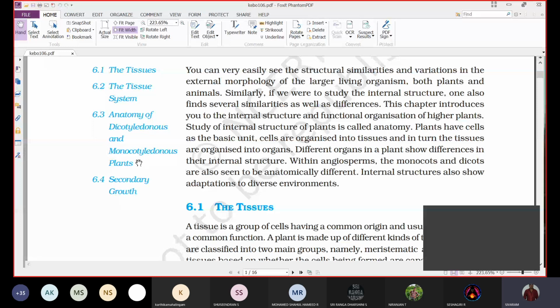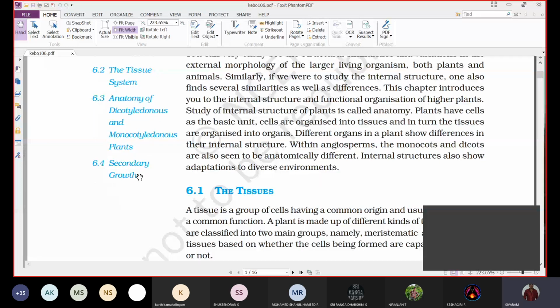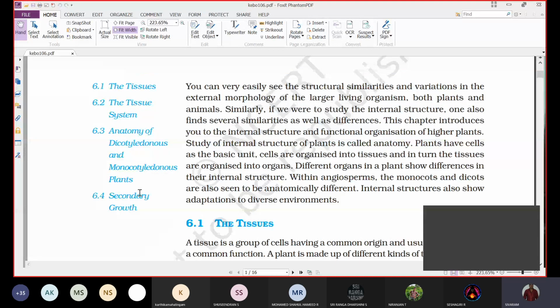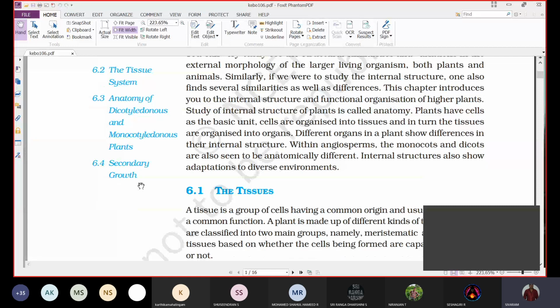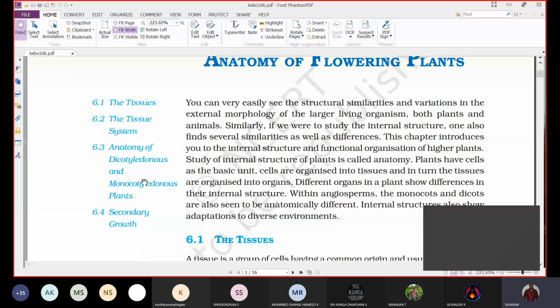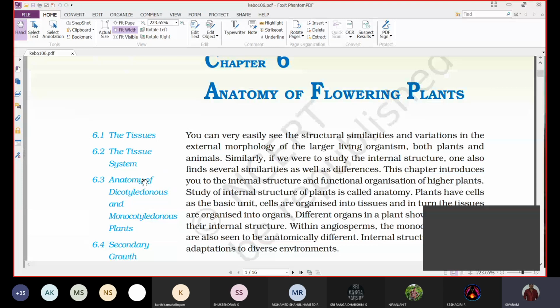And next, finally, the secondary growth. Up to here we'll discuss the primary growth, and the last one, secondary growth. That means the growth that occurs in the later period of the plant body. What is its importance, how it occurs, in which plants it will occur, and what is the importance of this secondary growth in the plants. That we'll discuss. So these are the different concepts that we will cover under the topic anatomy of flowering plants.